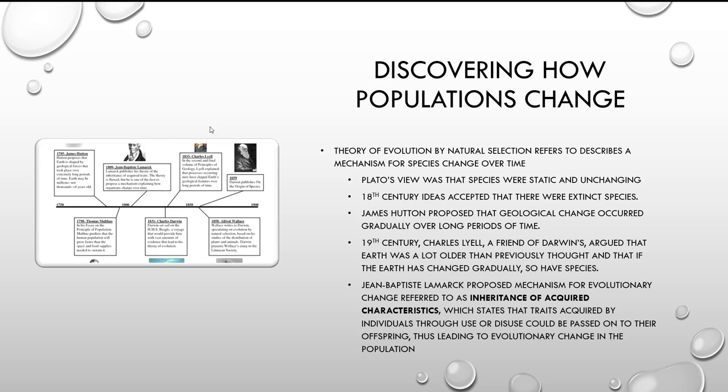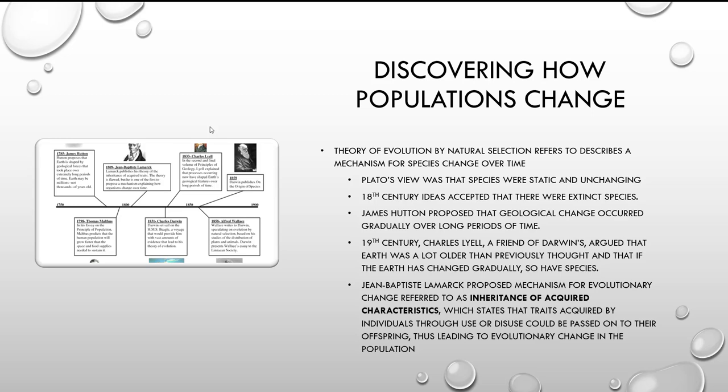There were some famous geologists that understood that, including James Hutton, who proposed that geologic change occurred gradually over long periods of time, that the earth was changing, and it changed slowly over time, that the earth was not static.